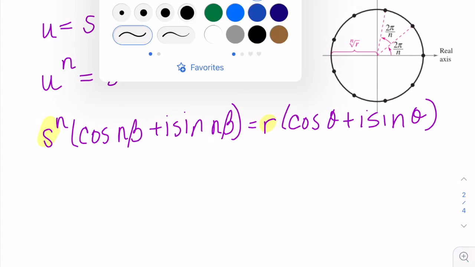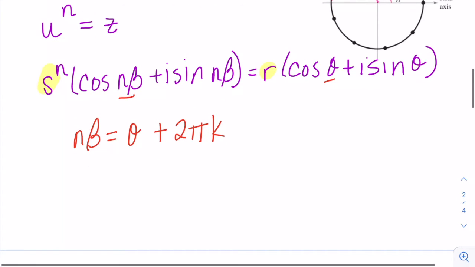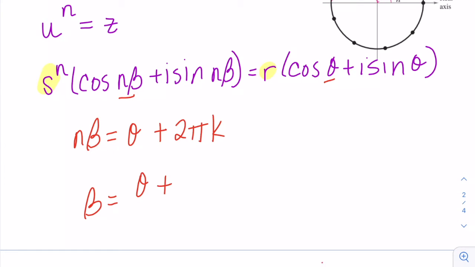And then we can actually use some matching here. So we know n times beta equals theta plus 2 pi k, because remember it's going to repeat every 2 pi, because the period of cosine and sine are both 2 pi. So that's going to keep repeating. If I want to isolate beta, beta is going to be theta plus 2 pi k over n, right? So divide both sides by n. And that's actually going to help us figure out those roots.